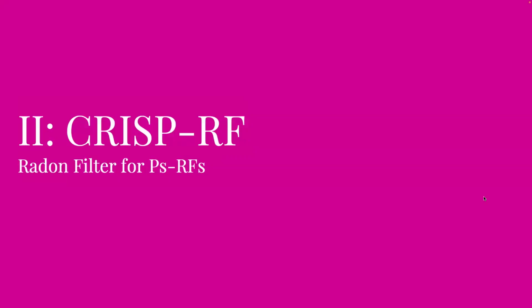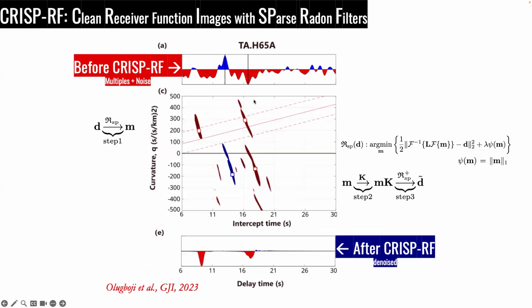How are we going to do that? The method is CRISPR-F, and the central idea is radon filters applied to P2S receiver functions. Here we show how the method works. CRISPR-F is an acronym for clean receiver function images obtained with sparse radon filters. On the top is a standard single station P2S receiver function stack obtained without CRISPR-F. Below is the result after denoising with CRISPR-F. CRISPR-F has denoised the P2S receiver functions, making them easier to interpret.